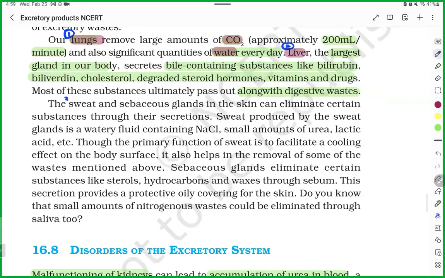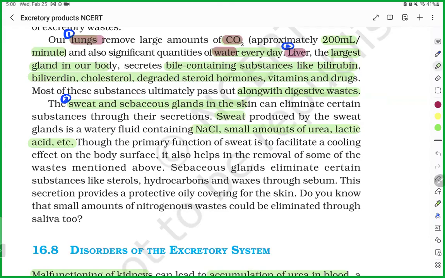Third, sweat glands and sebaceous glands present in the skin eliminate some substances. Example, sweat gland secretions contain NaCl, a small amount of urea and lactic acid. You must have seen, have you tasted your sweat?